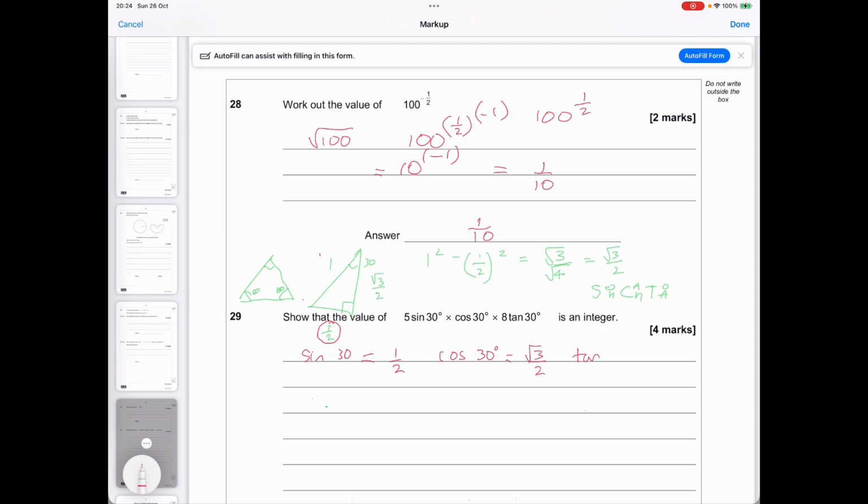And tan of 30, well, that's a little bit more tricky, because that equals a half, opposite, divided by root 3 over 2, which equals a half times, with keep, flip, change, 2 over root 3, which equals 1 over root 3, but you can't leave a root 3 on the bottom, so we'll times by root 3 over root 3, and we will get root 3 over 3. So finally, tan of 30 equals root 3 over 3.